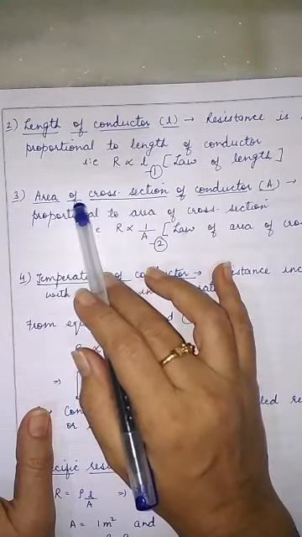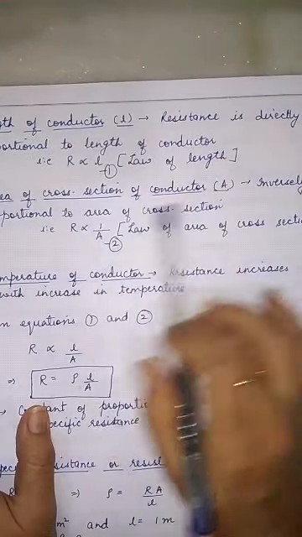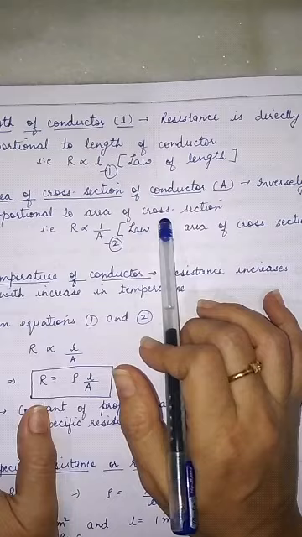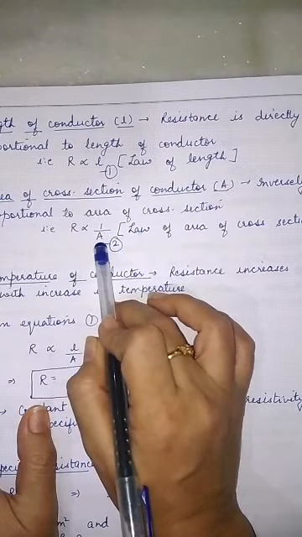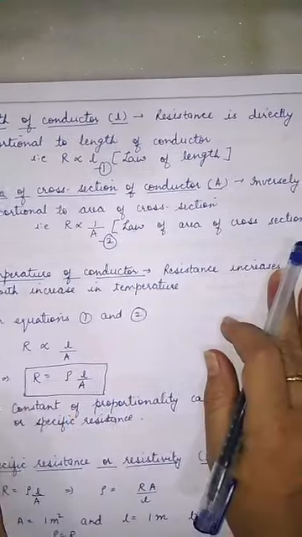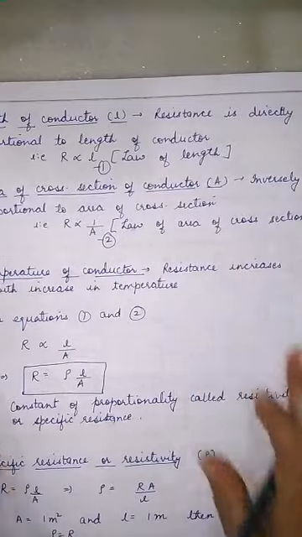Okay, next factor is area of cross section of the conductor. Resistance is inversely proportional to area of cross section. That is, resistance of a conductor is inversely proportional to its area of cross section. This is called the law of area of cross section.